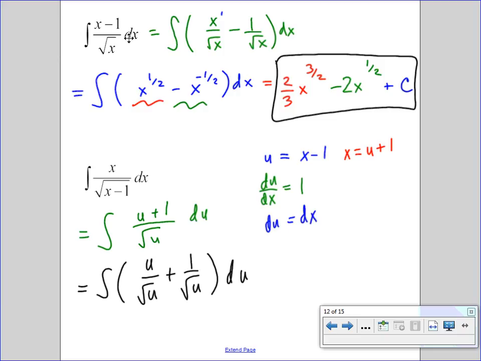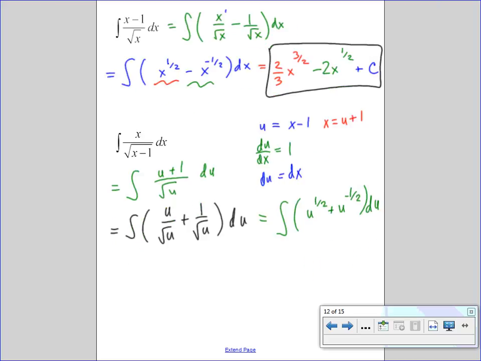All right, so I'm going to do one more rewrite and then get to our answer. So this becomes the integral of u over root u, which is u to the 1/2, plus u to the negative 1/2, and I think we're there. So that becomes u to the 3/2 over 3/2, and u to the 1/2 becomes 2 root u, yes? And then plus c. We good? Awesome.